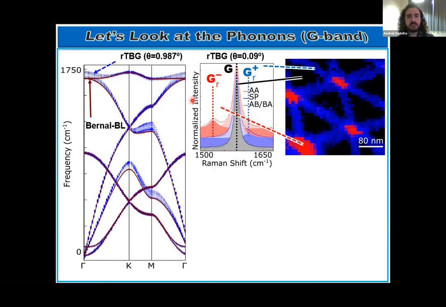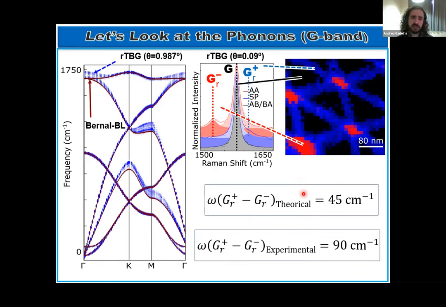And just for comparison, we plot the frequency difference, that for the theory is about 45 cm^-1, and for the experiment is about 90 cm^-1. There is a difference here that we ascribe to the different angles that we work in theory and experiment. And now we look at how these phonons are in space.